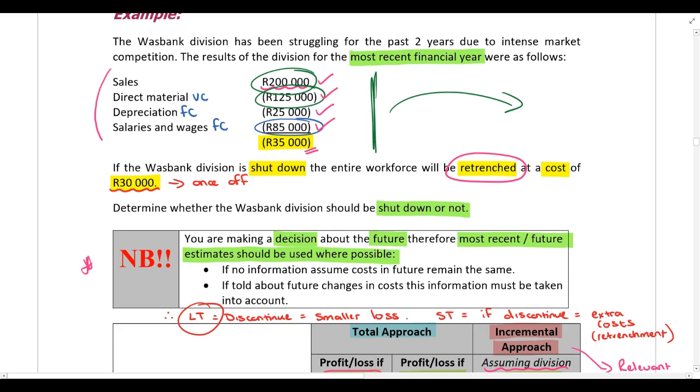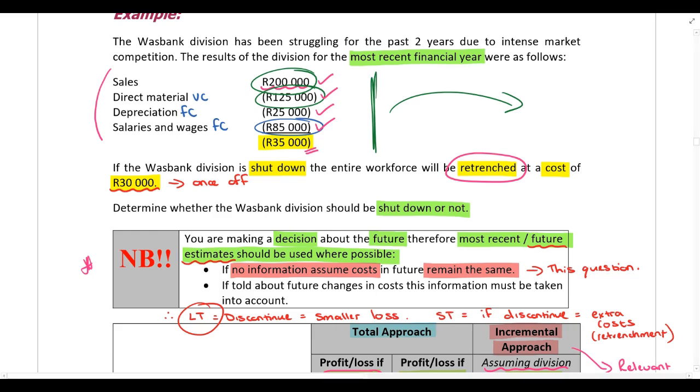If they give you extra information about how these costs are going to change in the future, then you must take that into account in your calculation. So then you don't use the most recent results in your calculation. Instead, you use the future estimates. So you don't include your sales at 200,000 Rand. You include your sales at the amount you expect the sales to be in the future. Okay, so in this example over here, we didn't have the information, so we could just use what we had. So if you don't have any information, you assume that the cost will remain the same in the future, exactly the same as we did in this question.